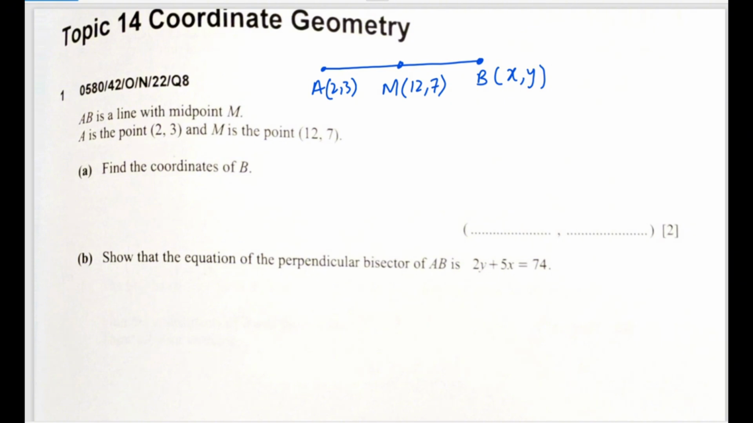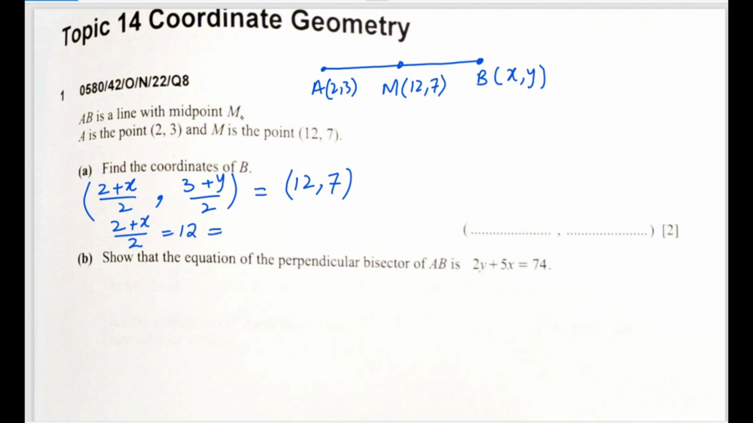So (2 plus x) over 2, then the sum of the y coordinates, (3 plus y) over 2, is equal to, and the answer of the midpoint is given to us, which is (12, 7). Now we will write down the x coordinate equal to x coordinate and y coordinate equal to y coordinate. So the x coordinate, (2 plus x) over 2, is equal to 12. When we solve this, 2 is dividing on the left side. When it comes on the right side, this will be multiplied. So 2 plus x will be equal to 24. So here x will be equal to 22. So the x coordinate of point B is 22.